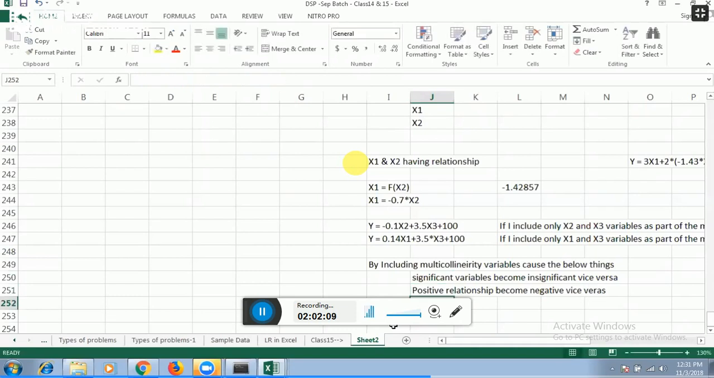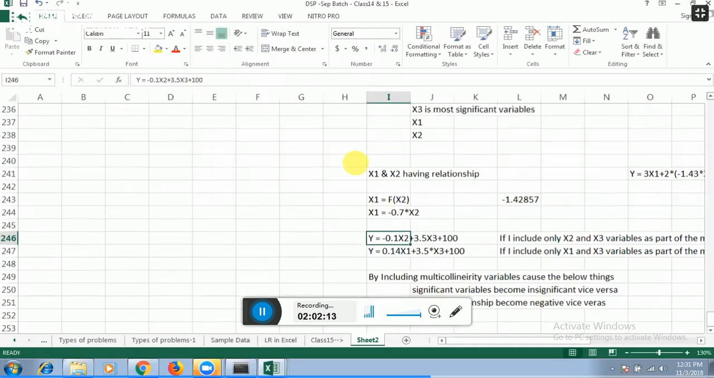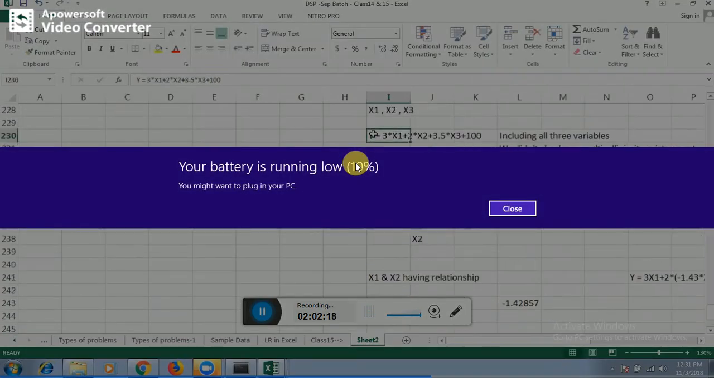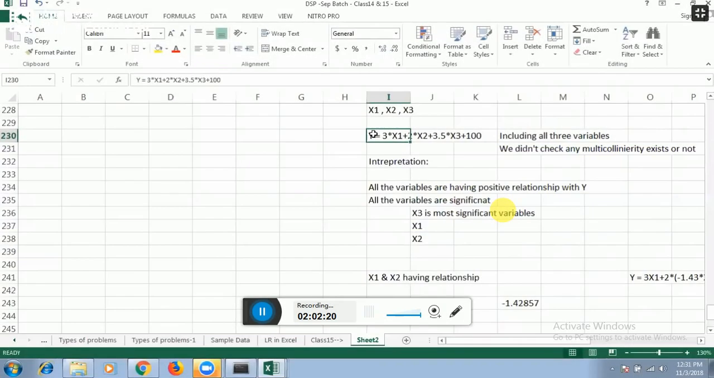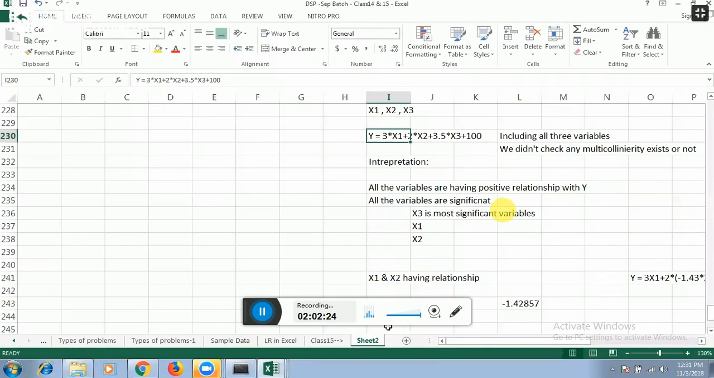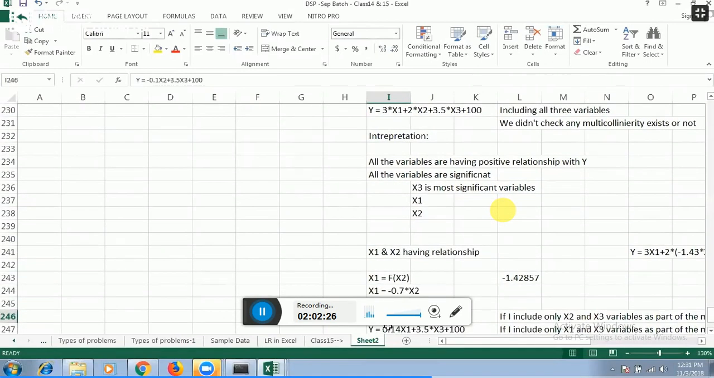So what happened in this case? It has a negative relationship, but by including the multicollinearity variable, it becomes a positive relationship. And the accuracy over here and over here will be the same, right? Because the prediction value will not change. Do you think the prediction value is changing from here to here? The predicted value over here and here is exactly the same, correct or not?